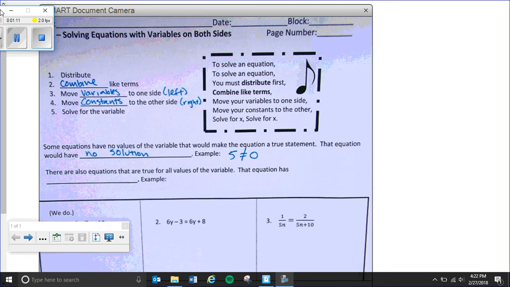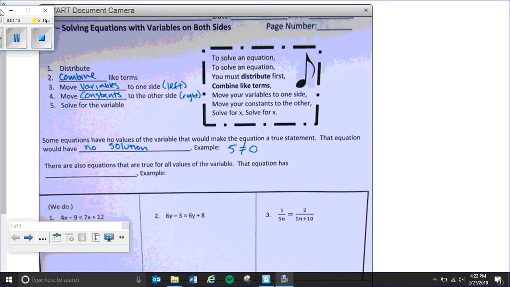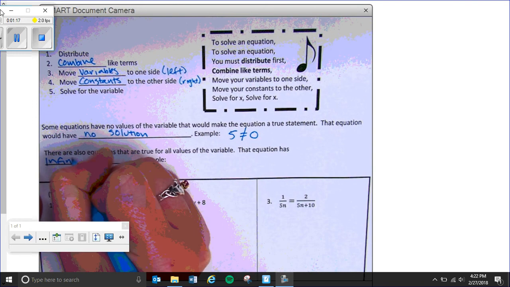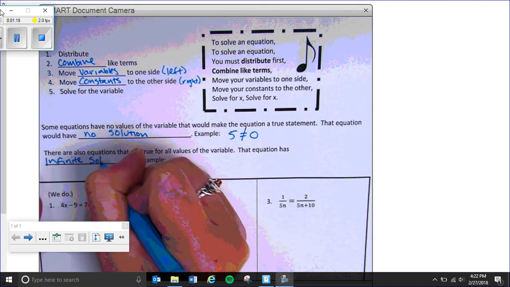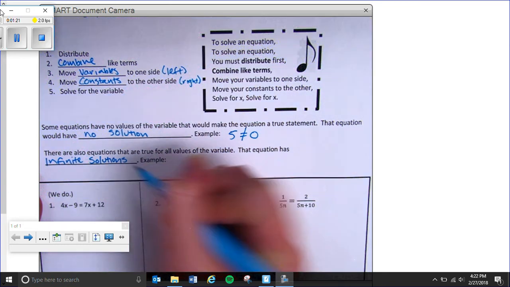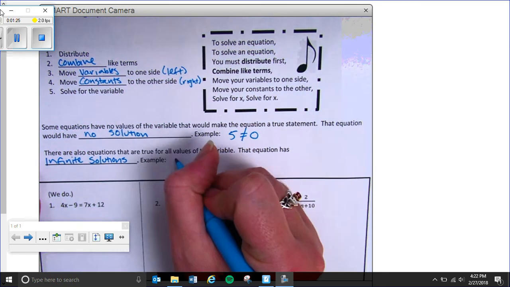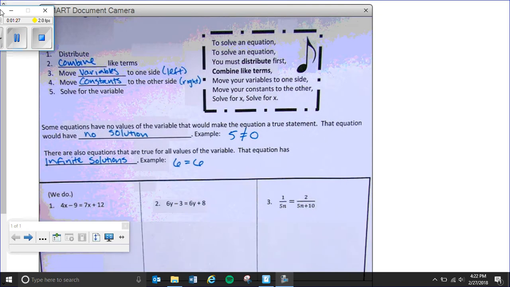There are also equations that are true for all values of the variable. That equation has infinite solutions. So for example, at the end of your problem, if you're left with something like this, 6 equals 6, is that true? Yes, 6 equals 6. So you need to write the words infinite solutions.